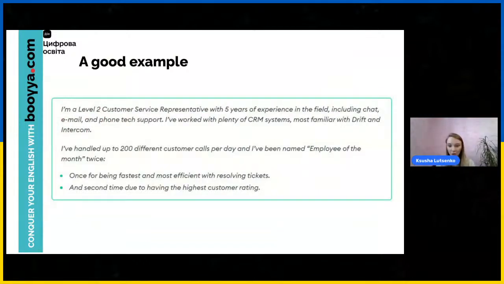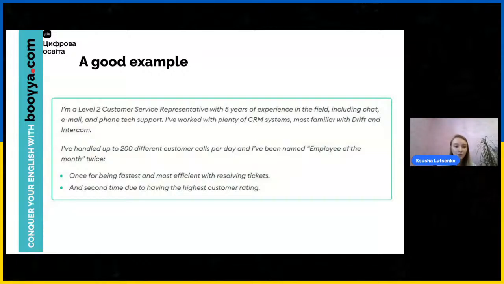I'm going to read it for you if it's too small, and I'm going to comment on it a bit. "I'm a level 2 customer service representative, current position, with 5 years of experience in the field, including chat, email, and phone tech support." Here we mention the field we're working in and some responsibilities that we had, without specifications. "I've worked with plenty of CRM systems, most familiar with Drift and Intercom." Also, we mentioned some tools that we were using so people know what we can easily use.